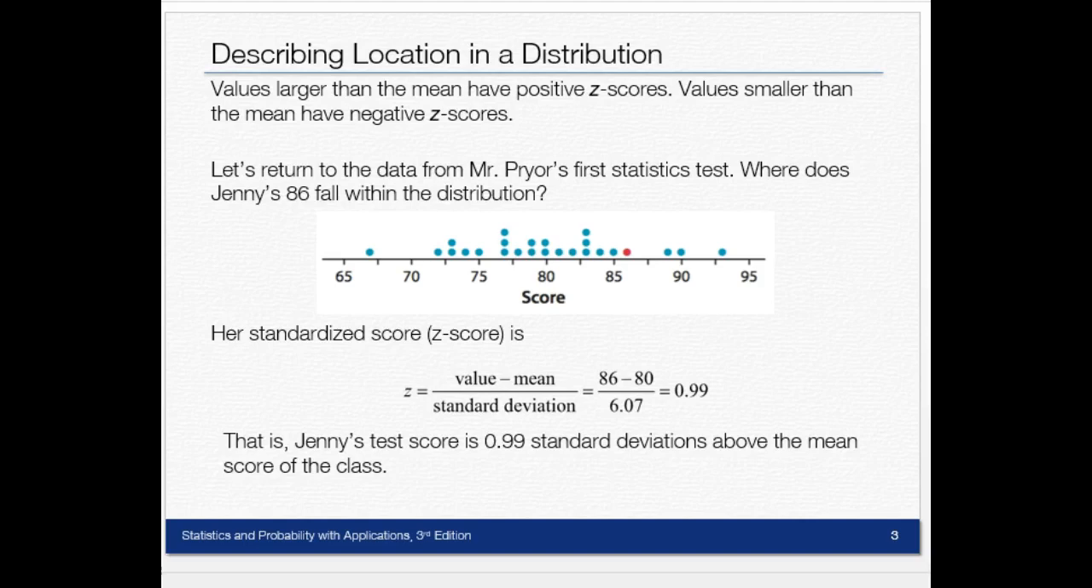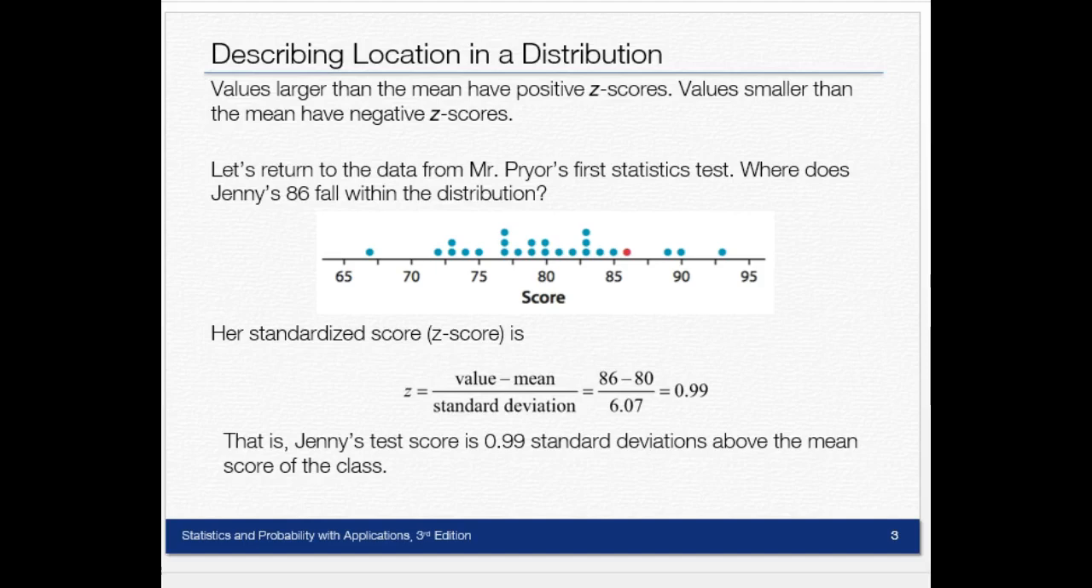All right, values larger than the mean have positive z-scores. Values that are smaller than the mean have negative z-scores. So keep that in mind, because if it's less than the mean, it's going to be negative. If it's greater than the mean, it's going to be positive. That's a good indicator if you're doing it right.